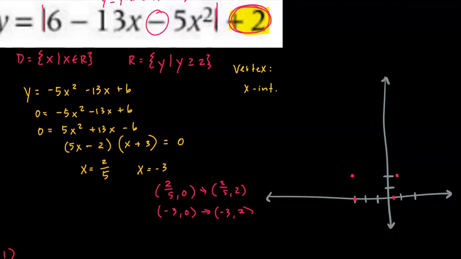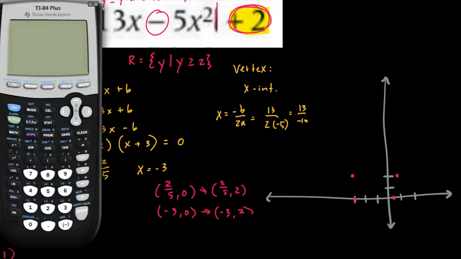Okay, so now we have to find the vertex. I'm going to take that function and find x equals -b over 2a. So that is going to be positive 13 over 2 times -5, which gives me 13 over -10.